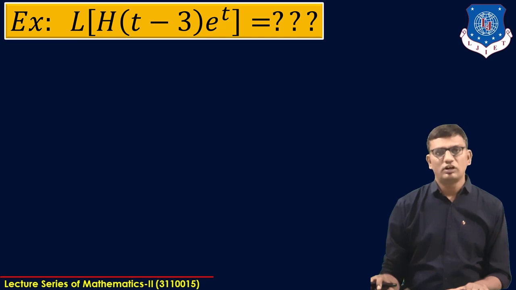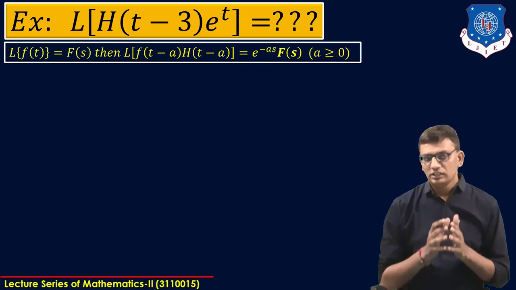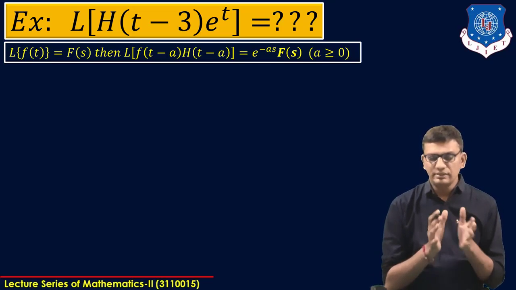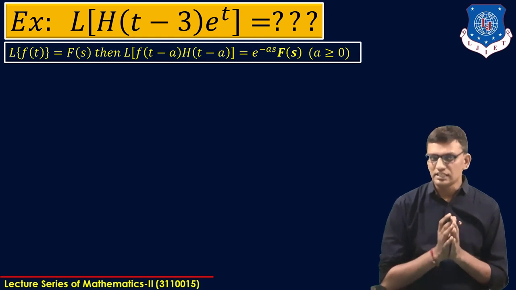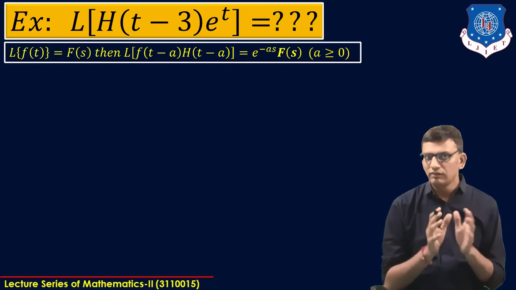Here, Laplace of unit step function or Heaviside function t minus 3 times e raised to t. How to solve this question? First of all, we apply the second shifting property, which is Laplace of f of t equals f s, then Laplace of f of t minus a h of t minus a equals e raised to minus as into f s, where a is positive. Now here our function does not exactly match f of t minus a. Our function is in terms of f of t, so we can modify our formula.